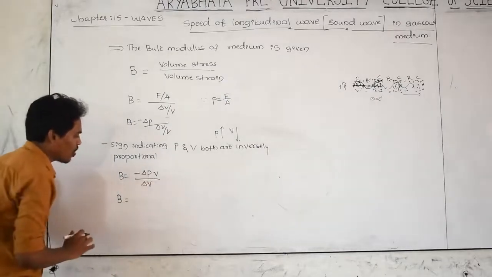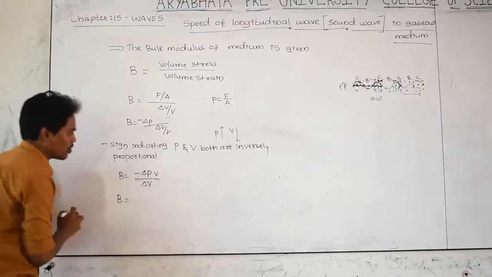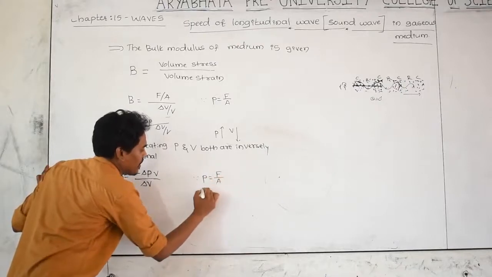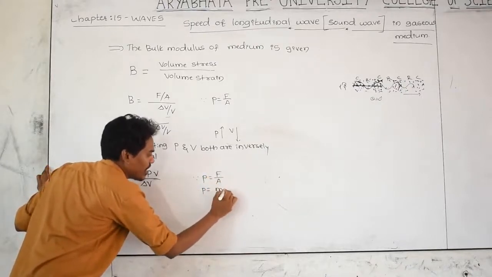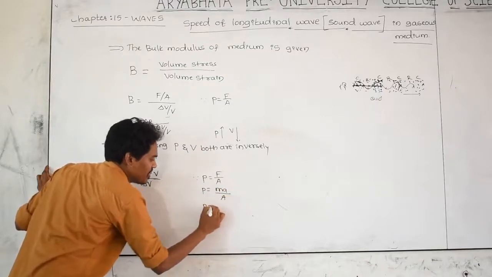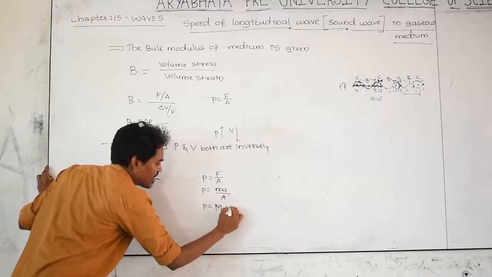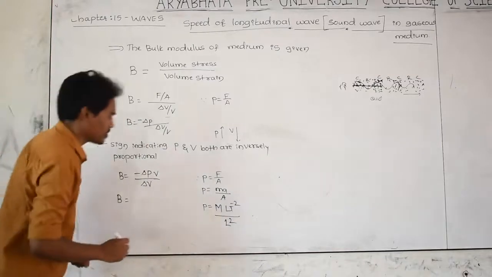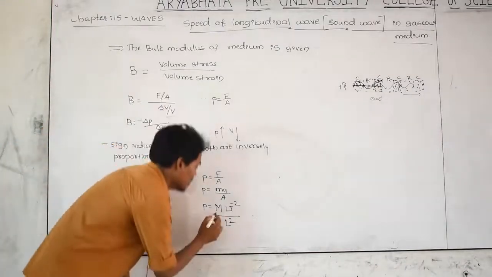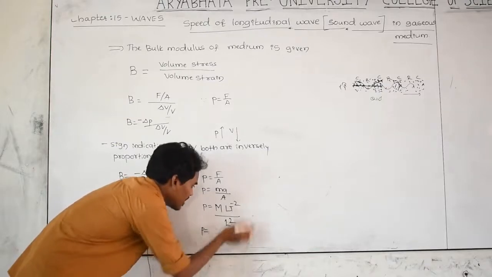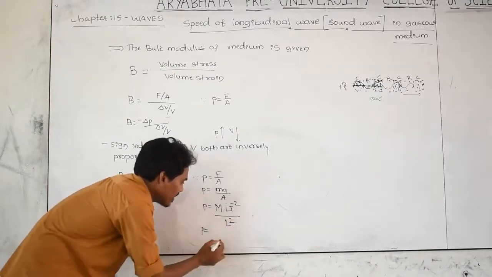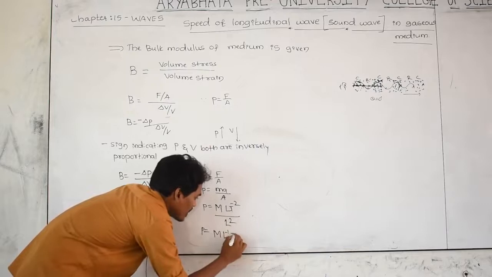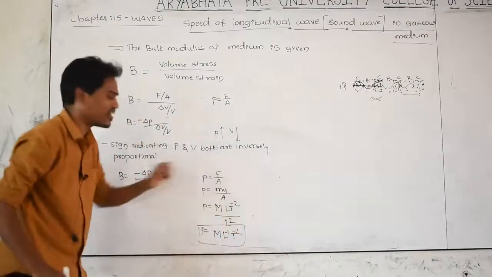Here the dimensional formula of pressure: P is equal to F by A. F is M into A, divided by area. Then P is equal to M, capital M, A is LT raised to minus 2, area is length into length, it is L square. Take L square on the numerator: M, L raised to minus 1, T raised to minus 2. You check the dimensional formula of pressure.